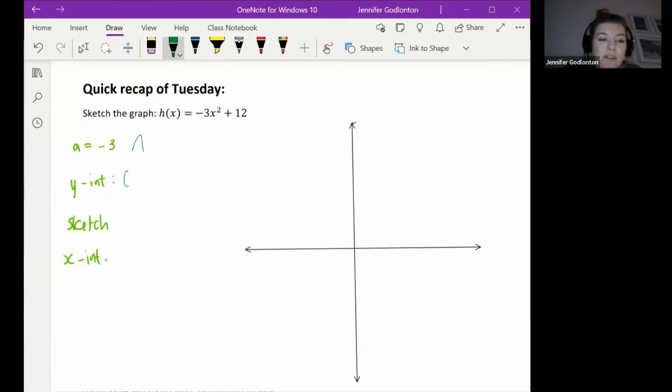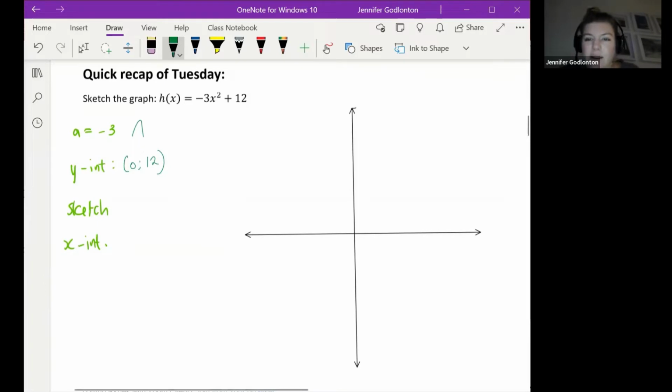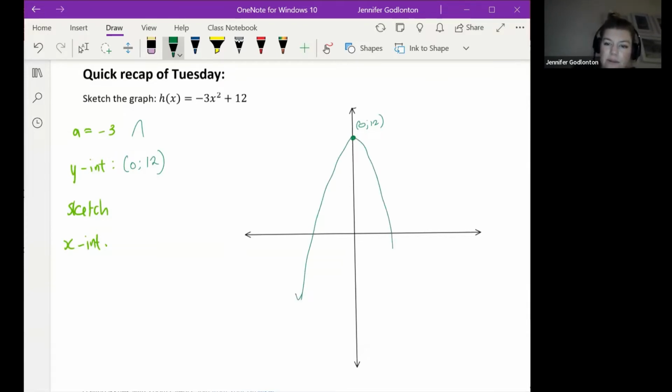Y is 0, 12. Beautiful. Love it. Thank you, Lizwa. I'm going to draw that in so long. So that's my 0, 12. Sad graph. I'm going to call it H because that's its name. So I've sketched it.